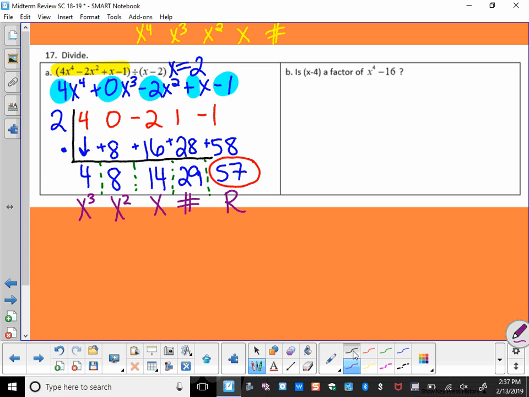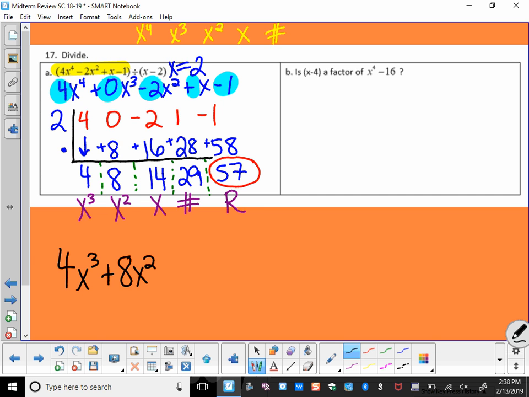The reason we're doing it this way is because they're asking us to divide. They're not asking, is anything a factor? Okay? So, notice how the lines keep everything separated. My 4 is associated with what? So that's 4x cubed. My positive 8 is associated with what?